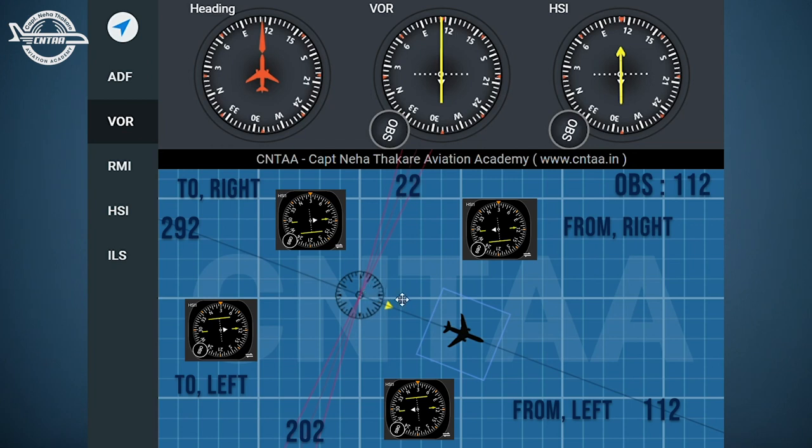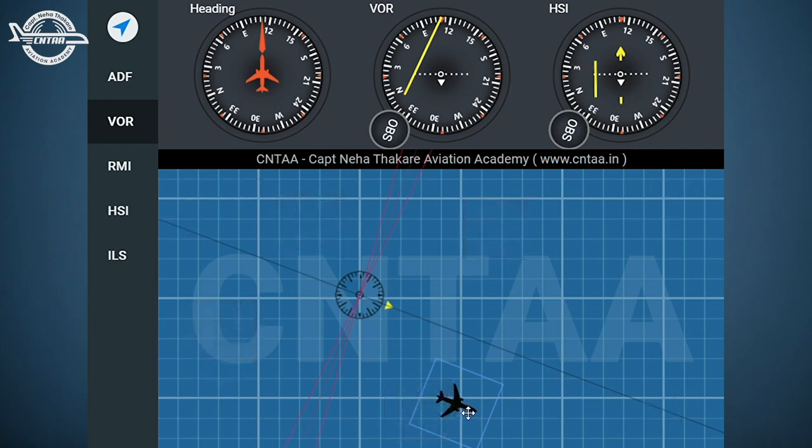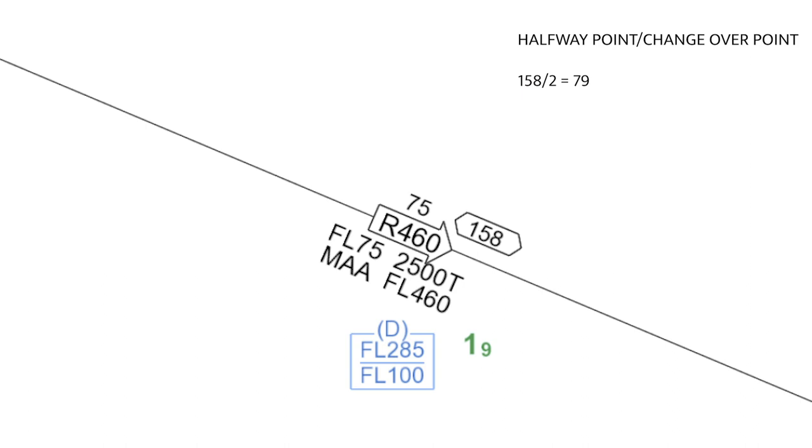In this situation, the indications of VOR are in accordance to aircraft position as correct OBS is set. If aircraft gets drifted to left, CDI indications are right, and if aircraft gets drifted to right, CDI indications are left. This is known as correct sensing. So as a pilot, you need to follow the needle to get back to your desired track in correct sensing. Aircraft will continue to use this Alpha Lima India VOR till halfway point.